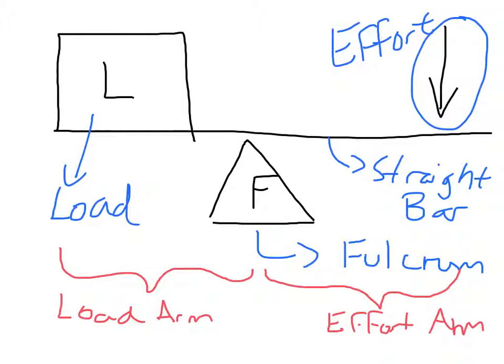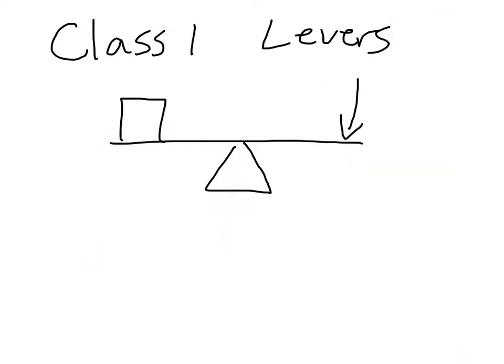All right, let's look at the different classes of levers. The first one, and the one that most people are familiar with, is the Class 1 lever. What differentiates levers from each other is where the fulcrum is located compared to where the load and the effort are. So we just rearrange these three things. The Class 1 lever always has the fulcrum in between the load and the effort.